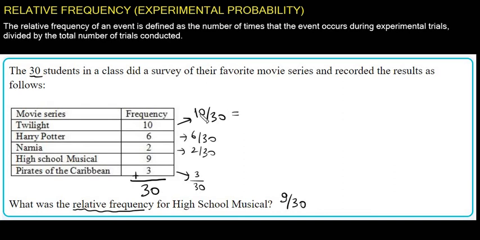And also we can simplify these. So it's going to be 1 over 3 if you divide both numerator and denominator by 10. Divide numerator and denominator by 6, you'll get 1 over 5. Divide by 2, you'll get 1 over 15. Divide by 3, you will get 1 over 10. These are the relative frequencies. Next example.